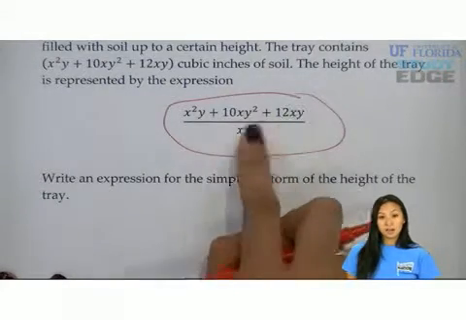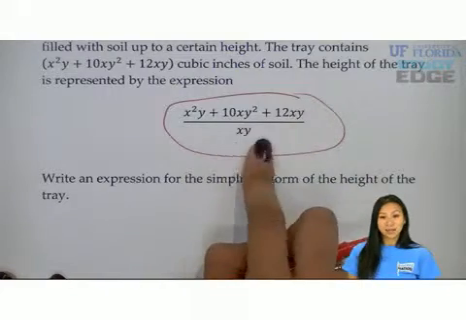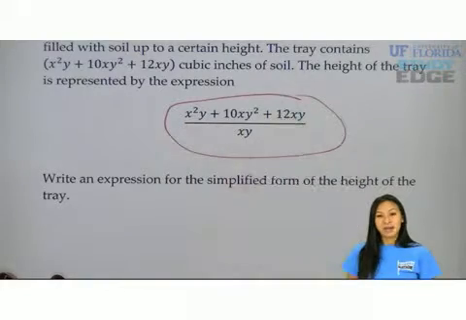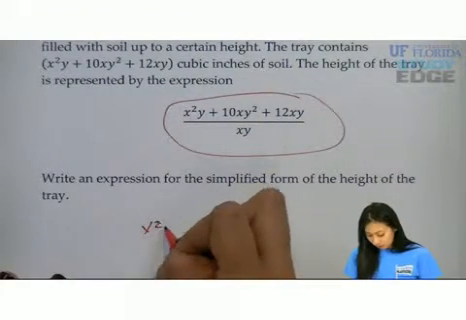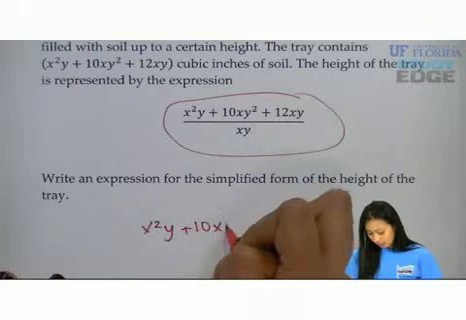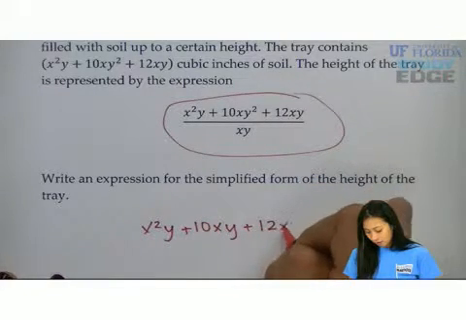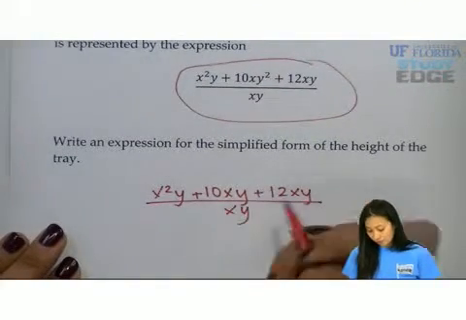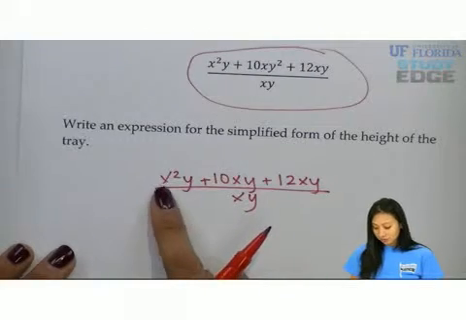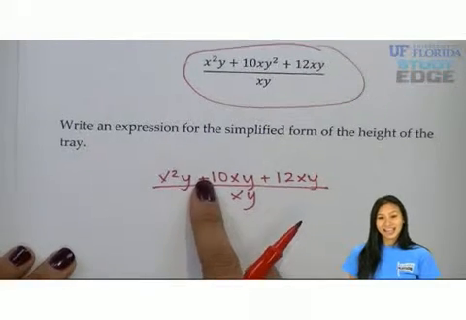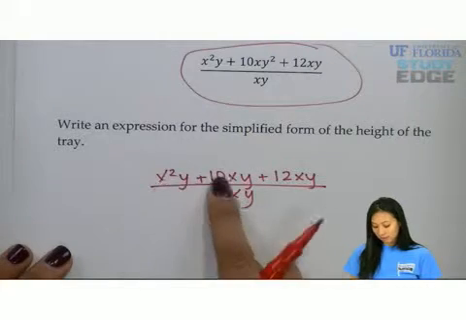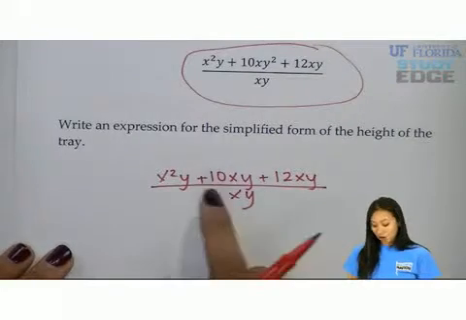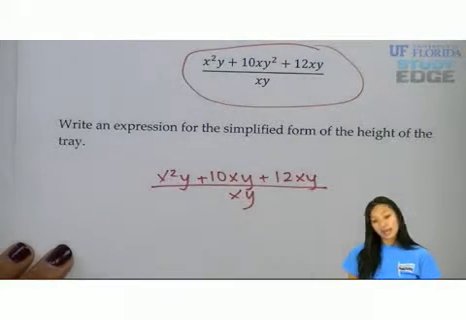So we have the top part, the numerator, and the bottom part, the denominator. Let's try to simplify the top part first. So I have x squared y plus 10xy plus 12xy, all over xy. Remember, I'm just going to focus on this top part first. So I'm going to look here and see, is there anything I could take out? Is there anything that's common with all three terms here? Well, yes, they all have x's and they all have y's.